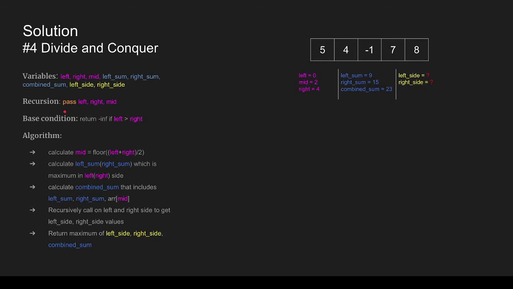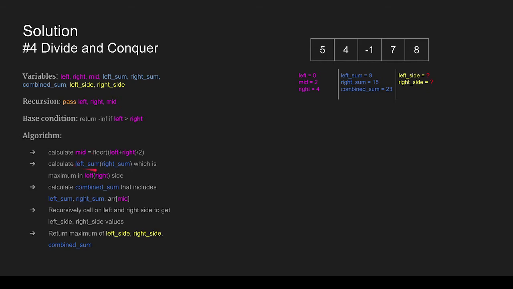And as I told you, there are recursion variables left, right, and mid. The base condition is that if left is greater than right, then we have to return minus infinity, which is the lowest value that is possible. Then the algorithm goes like this: we calculate the value of left plus right divided by 2, and we floor the value to get mid.